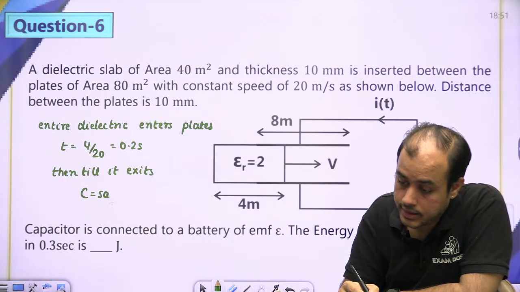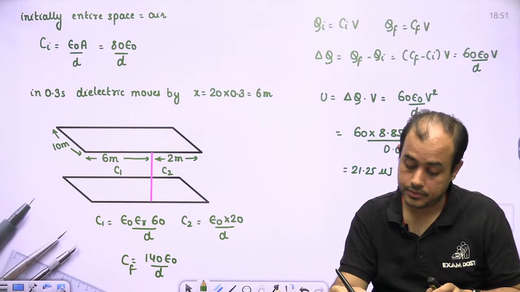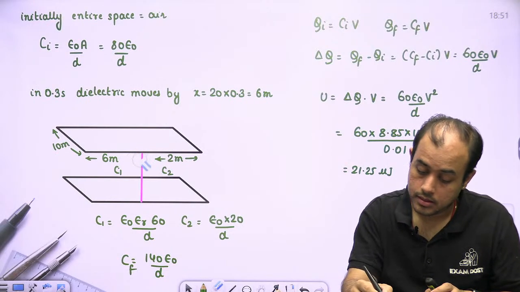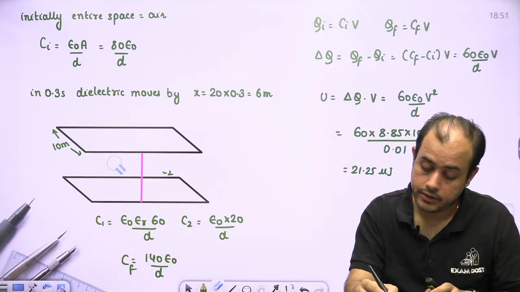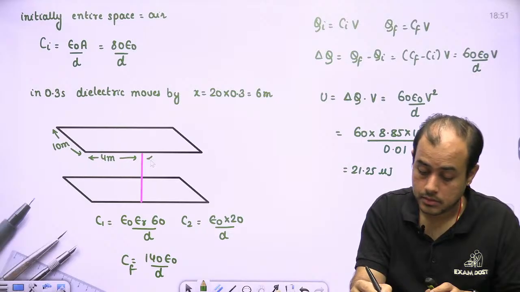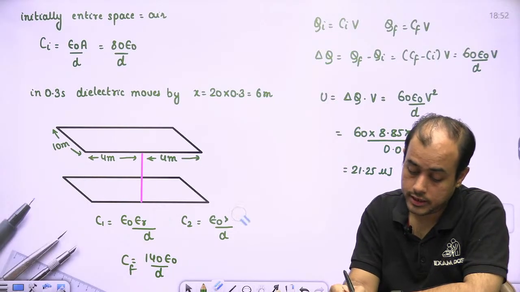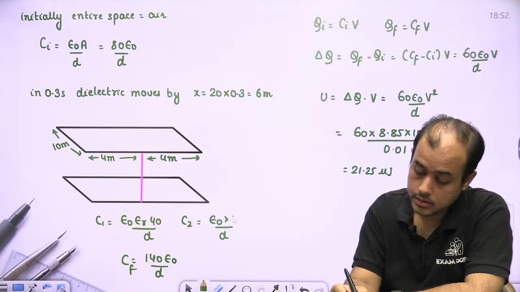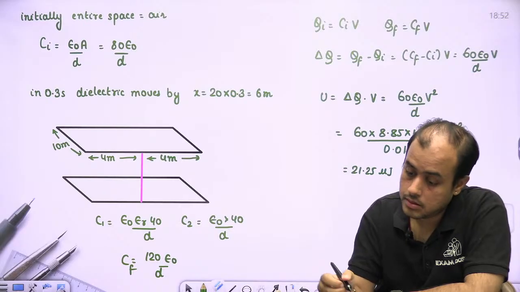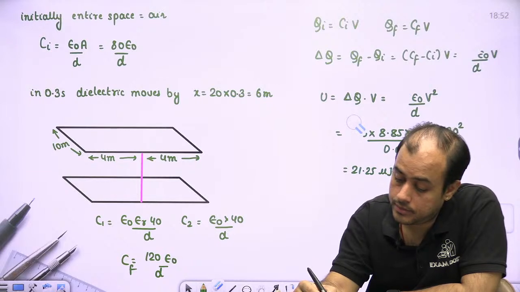capacitance will remain the same. तो एक्चुअली ना 0.2 सेकेंड पे ही ये पूरा आ जाएगा. यहाँ पे हम ये गलती कर दिए. This should be divided into 4 meter. This should be 40. So this should be 120. 20 minus 80 is 40.